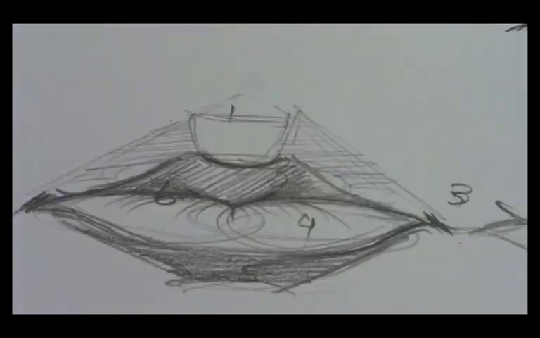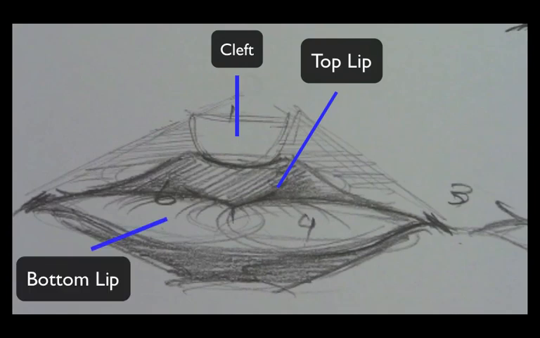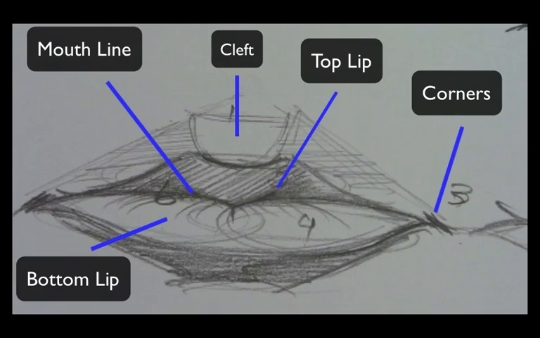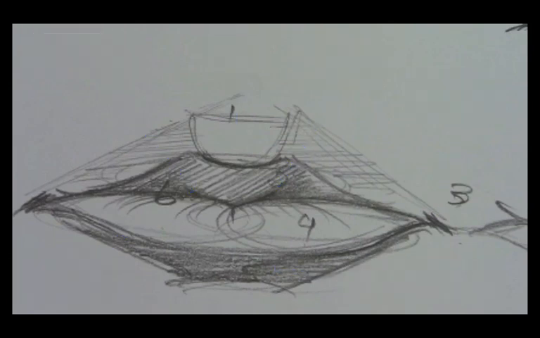But the 6 parts of the mouth are as follows. You've got the cleft in the upper top, which also can be called the philtrum. You've got the top lip, the bottom lip, the mouth corners, the mouth line, and also the shadow under the bottom lip between the chin and the bottom lip.